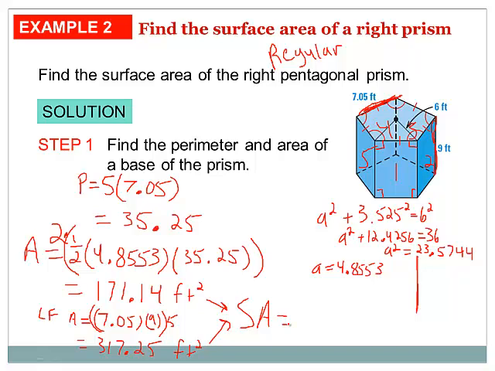Surface area is going to be equal to 317.25 plus 171.14, and when you add both of those together, you will get 488.39 feet squared. Remember, it's feet squared because we're dealing with surface area. So that would be the surface area of our right regular pentagonal prism.